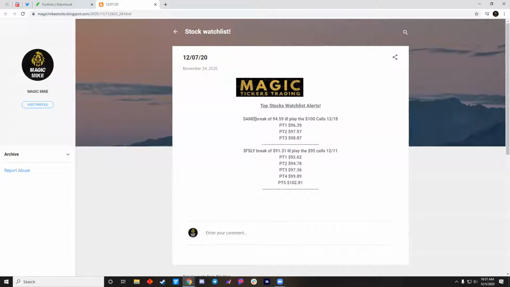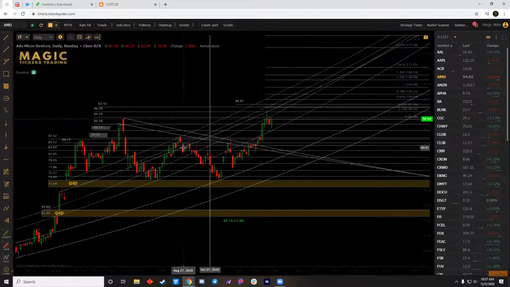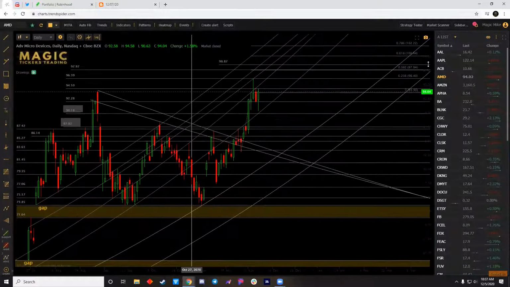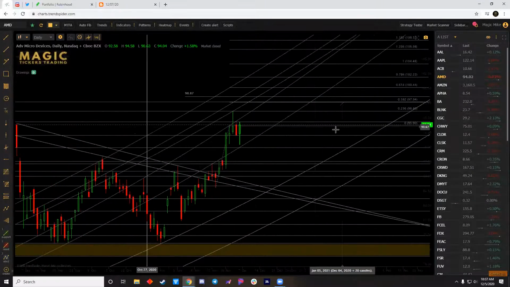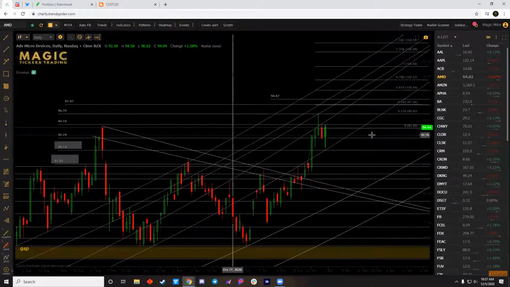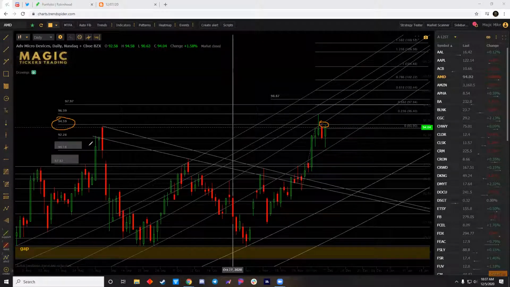Okay, so I've got a break of $94.59, and I'll play the $100 calls. Why I chose $94.59 is because that has been our high for the past 2 days. Okay, so $94.59 has been a little bit of a resistance point that we've seen multiple times right here on AMD. $94.59. We couldn't break it yesterday. We couldn't break it the day before. We smashed through it slightly there, but that is a prominent area of resistance.